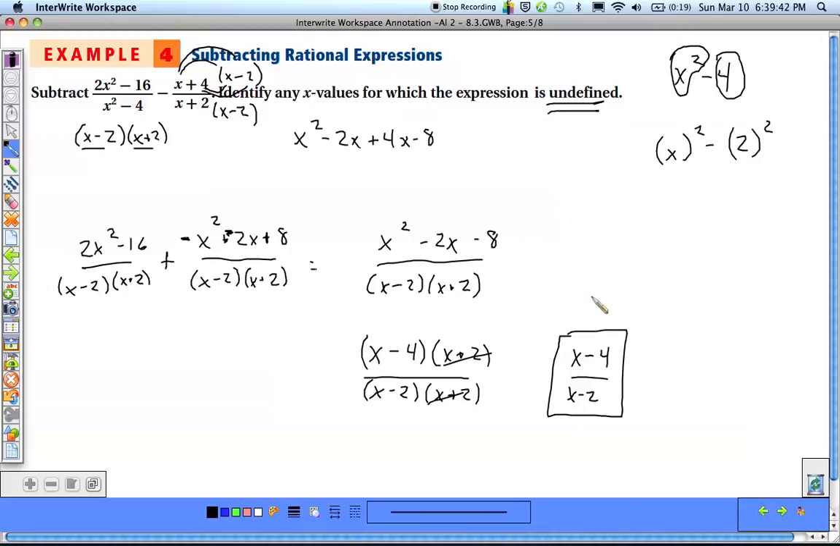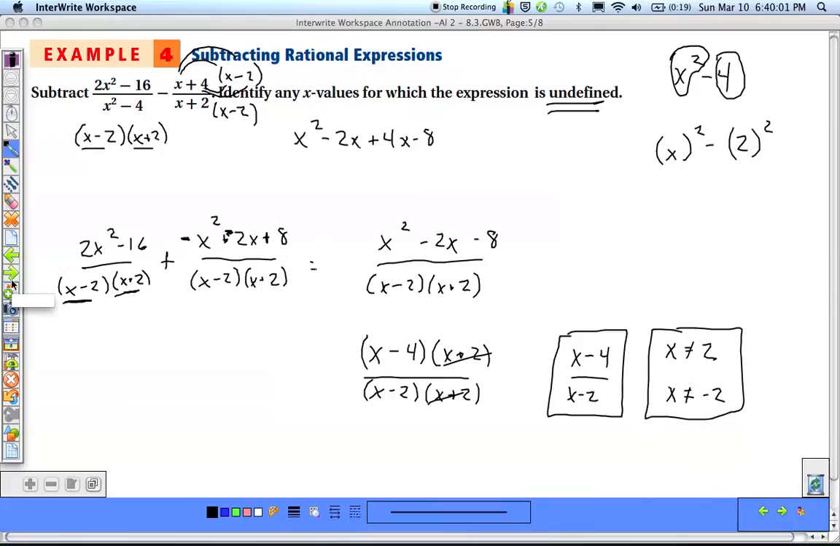Where is it undefined? Because we also have to worry about that. Well, it's undefined where our denominator, again, is equal to 0. Our common denominator was x minus 2, x plus 2, so what values would make that equal to 0? For that first one, that would mean x cannot equal 2. And for the second one, that means x cannot equal negative 2.